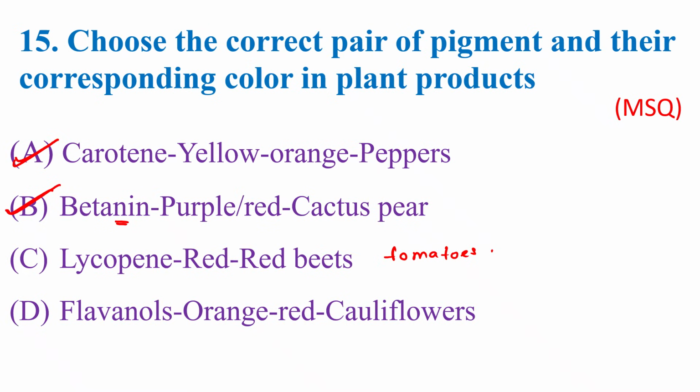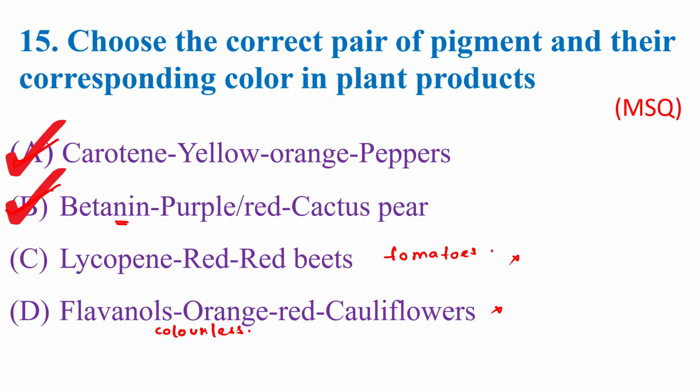And option number D, that is flavonols, orange, red, cauliflowers. So flavonols, these are colorless. So this also becomes incorrect. So over here my correct options are option number A and option number B.